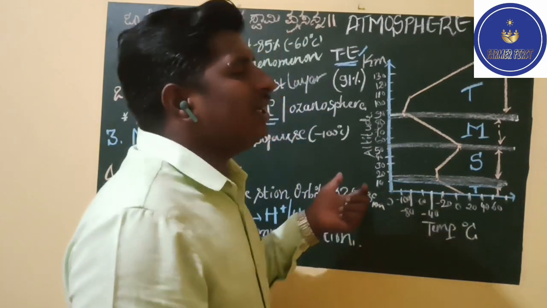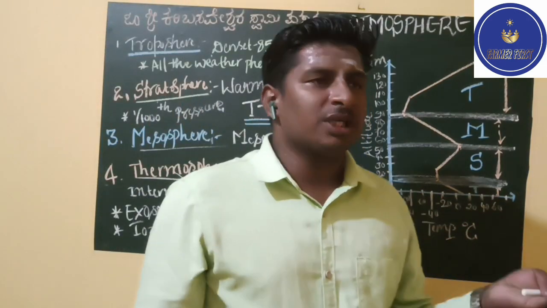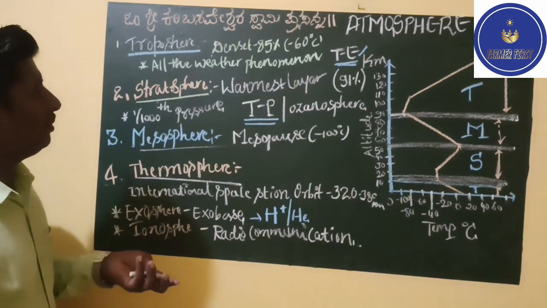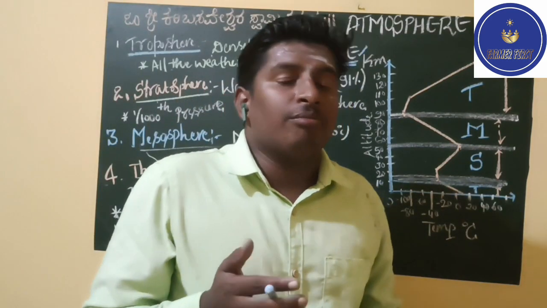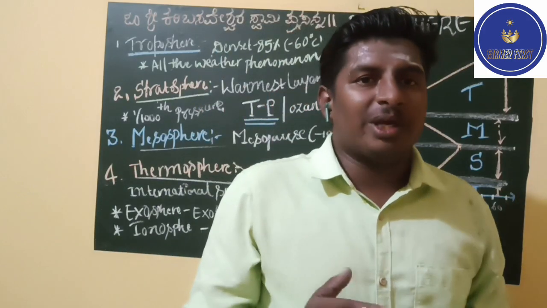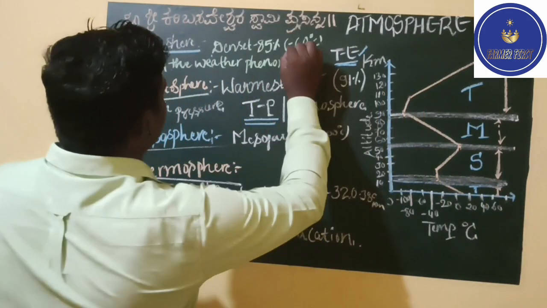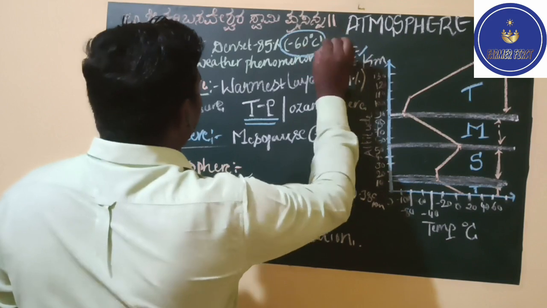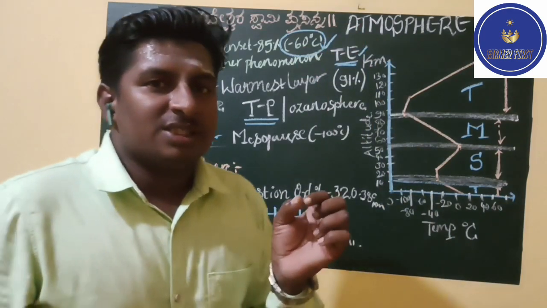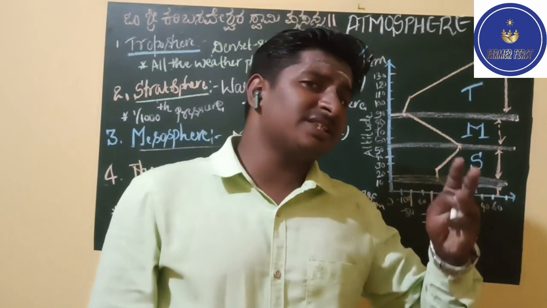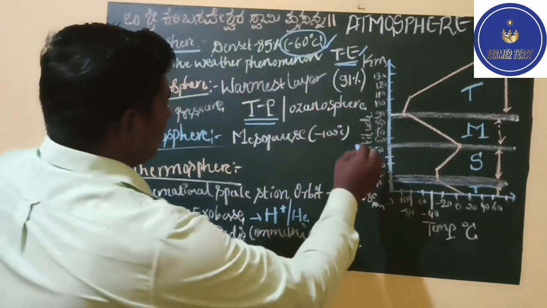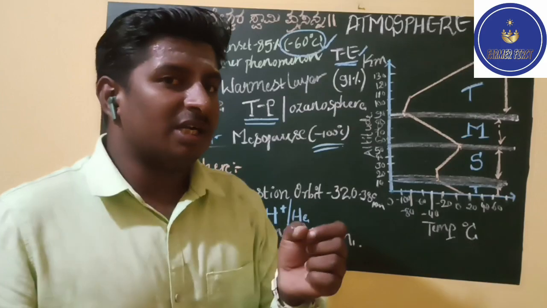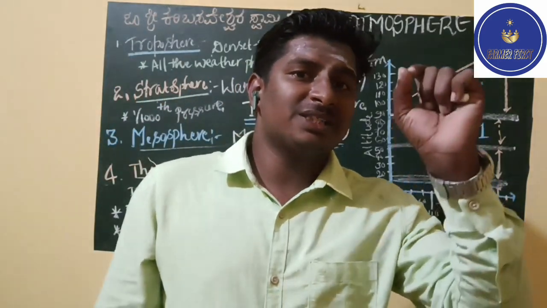Why do we need to read that one? Because in the tropopause, the temperature many times will go below minus 60 degrees Celsius. That's why this temperature also we need to remember, where we will get minus 60 degrees Celsius temperature. It may arise as a direct question, or they can also use this one and this one in your analytical type of questions for giving statements.